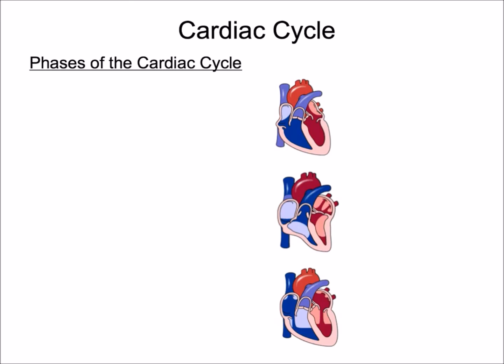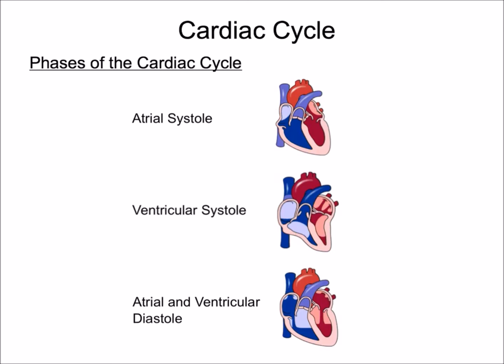There are three phases of the cardiac cycle. The first phase is called atrial systole. During atrial systole, the atria contract, forcing blood into the ventricles. The second phase of the cardiac cycle is called ventricular systole, and during ventricular systole, the ventricles contract, forcing blood either into the pulmonary trunk or into the aorta. And finally, the last phase of the cardiac cycle is atrial and ventricular diastole. During atrial and ventricular diastole, both chambers, atria and ventricles, relax, allowing blood to passively fill each chamber.